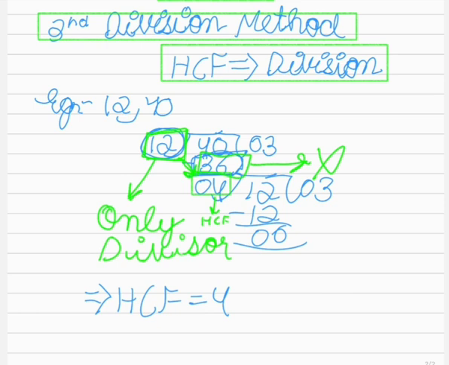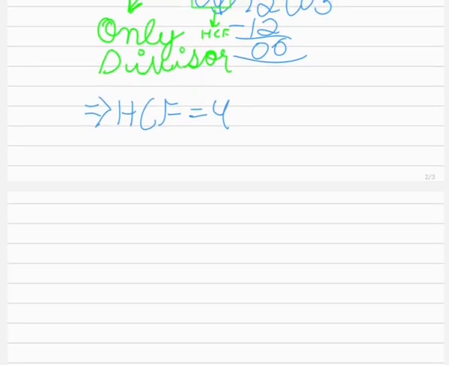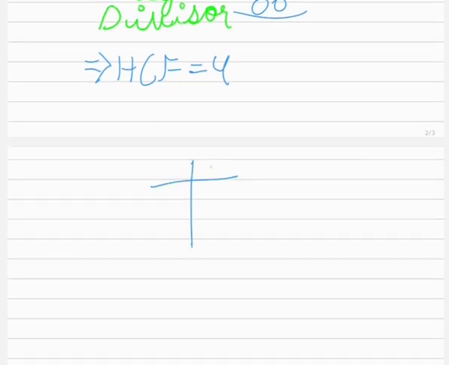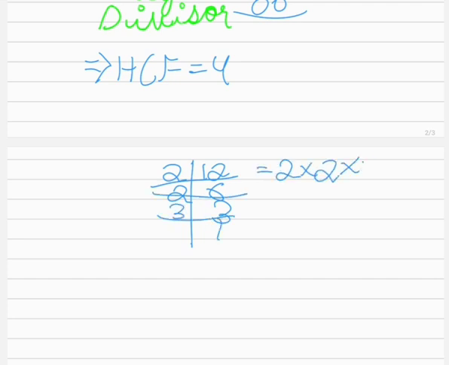I will do it with prime factorization. You can do it with the listing method also. In prime factorization we have to find the factors of 12 and 40. We divide 12 by 2, 6 by 2, 3 by 3, 1. So 12 is equal to 2 into 2 into 3, and its factors are 2, 3, 4, 6 and 12.